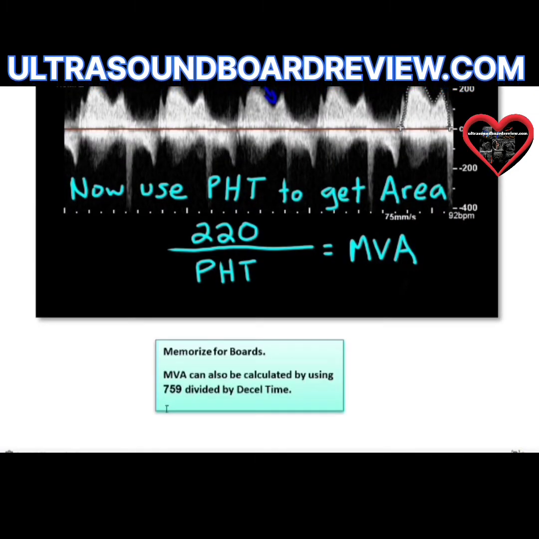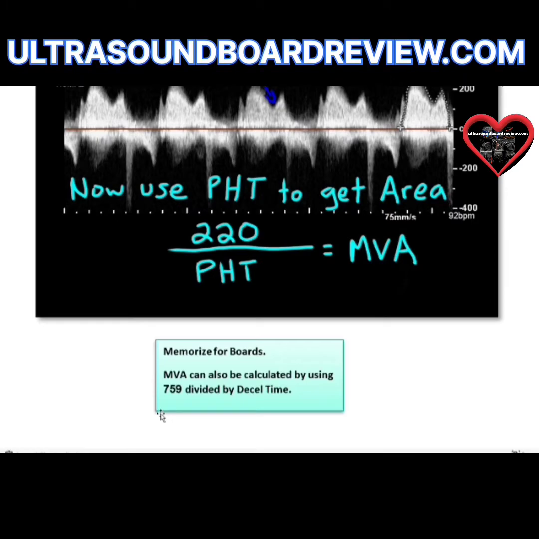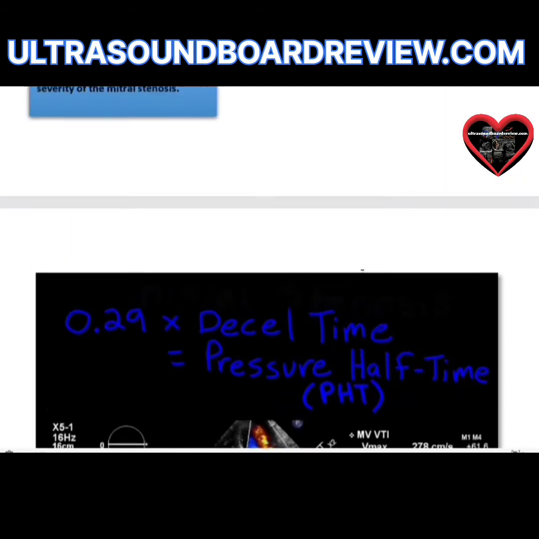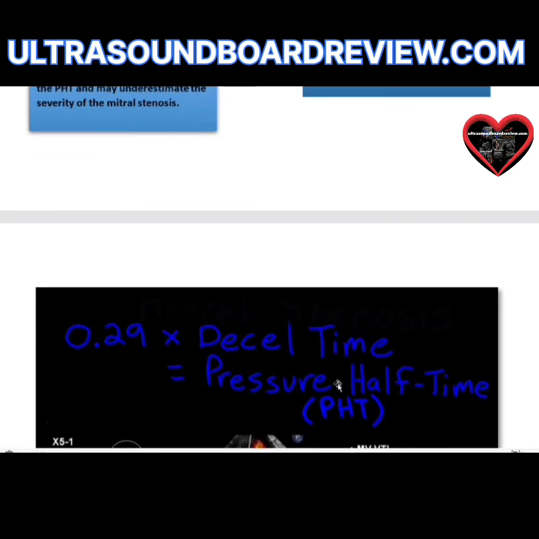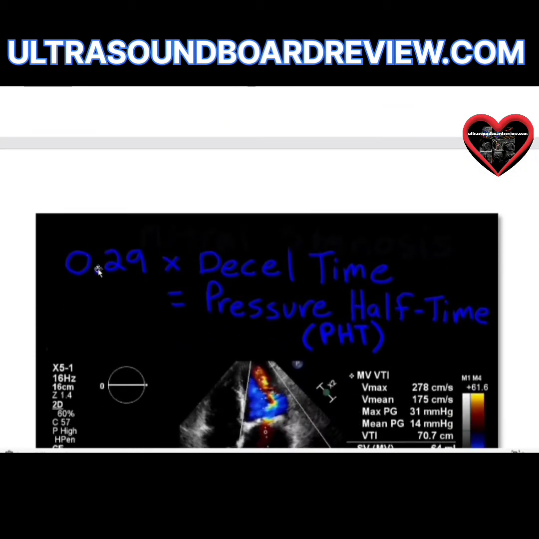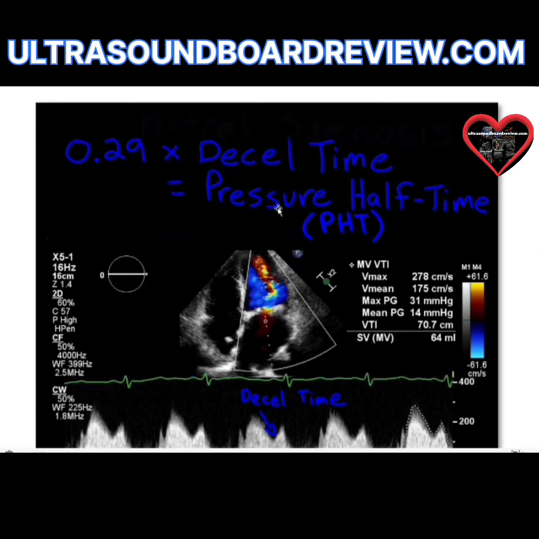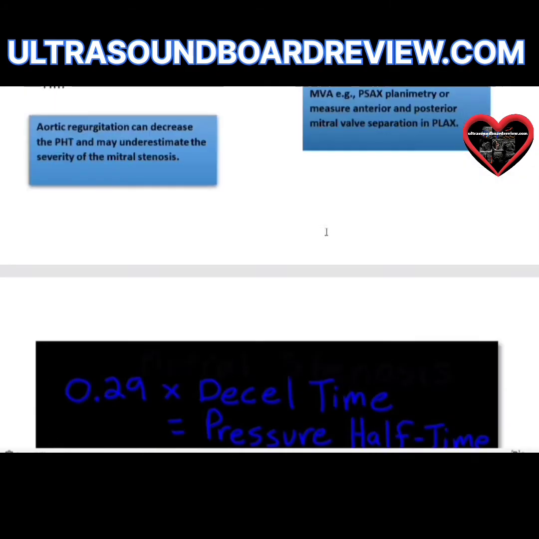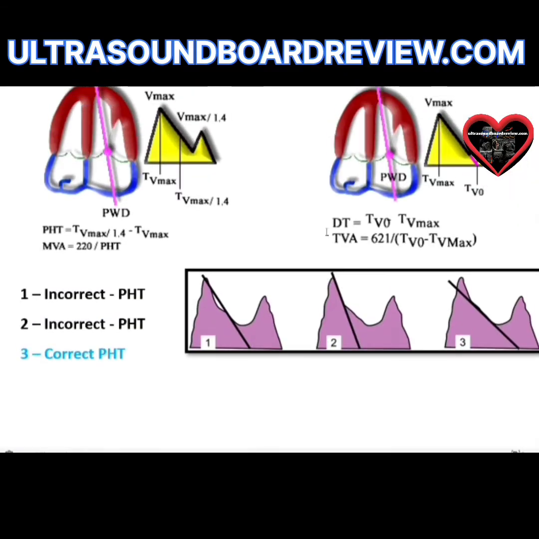If you want to calculate the mitral valve area with just the decel time, you'll take this number 759, which is constant, and you'll divide that by your decel time. That'll give you the mitral valve area. Or you can get the pressure half time by timesing 0.29 by your decel time. This is a constant, and this will give you your pressure half time. You'll have to know this for your boards. Right. You take your pressure half time, and you'll divide that by 220, which is a constant.